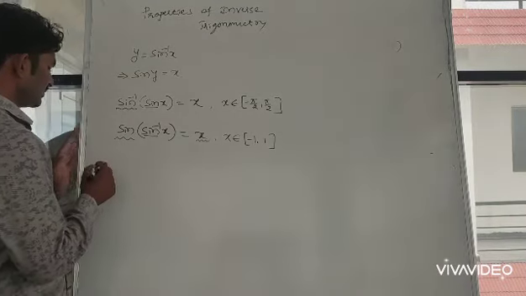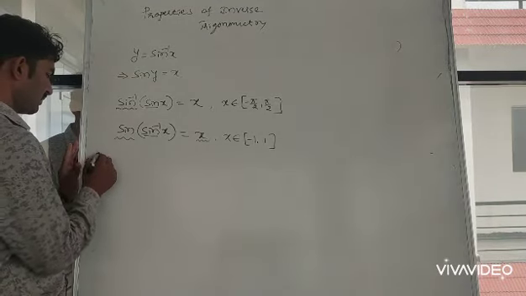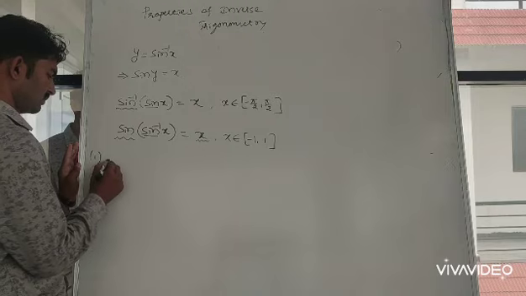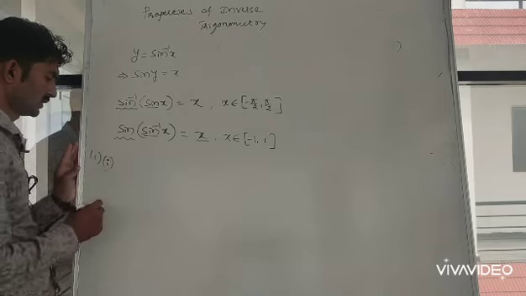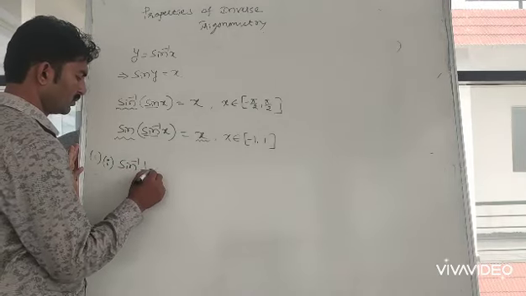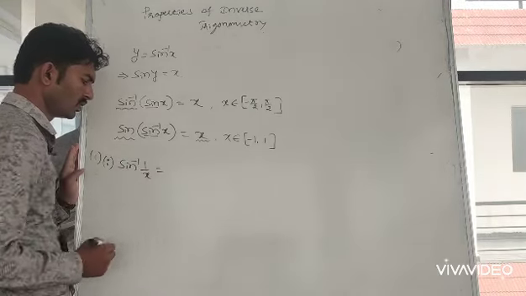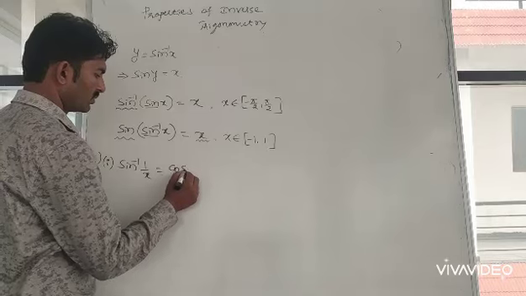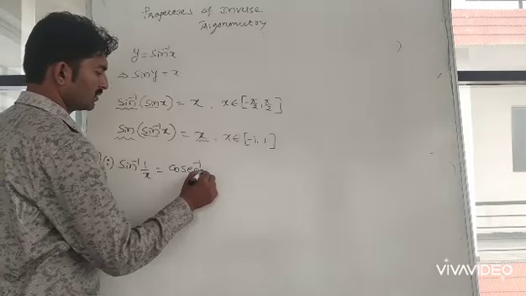Then some properties. So in that, the first one: sine inverse of 1 by x is equal to cosec inverse of x.